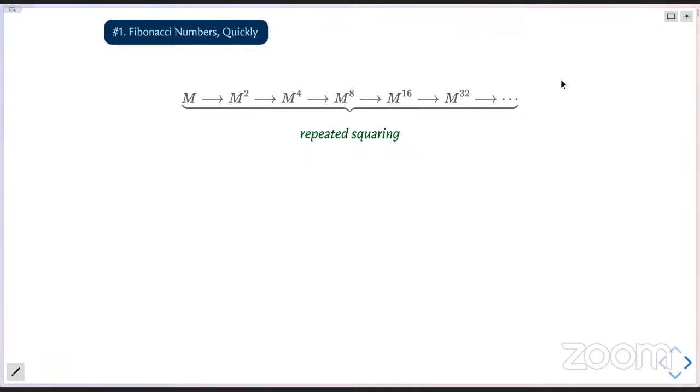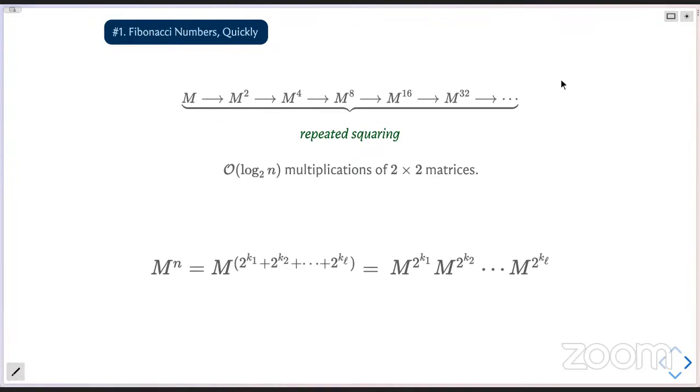Now, what if n is not a power of 2? Can we still leverage repeated squaring? Are there any suggestions? And use an Euclidean division. Okay. Okay, there's also a suggestion in the chat to take the binary representation of n and work with the 1 bits. That's close to what I have on the slide, so I'm just going to follow up on that.